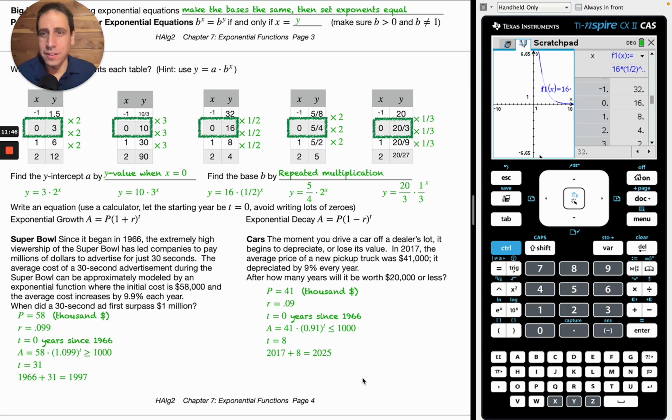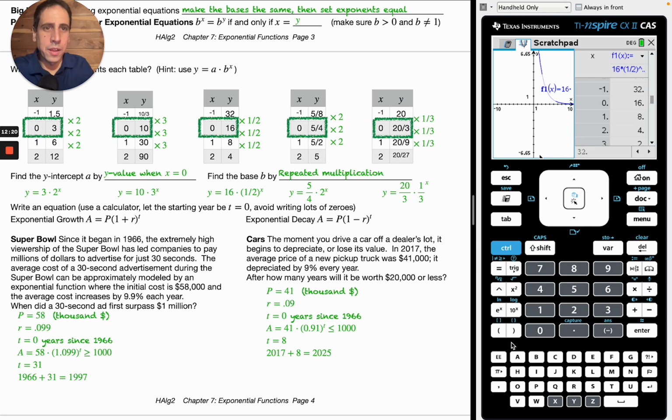Since it began in 1966, the extremely high viewership of the Super Bowl has led companies to pay millions of dollars to advertise for just 30 seconds. The average cost of a 30-second advertisement during the Super Bowl can be approximately modeled by an exponential function, where the initial cost is $58,000 and the average cost increases by 9.9% each year. When did a 30-second ad first surpass 1 million?